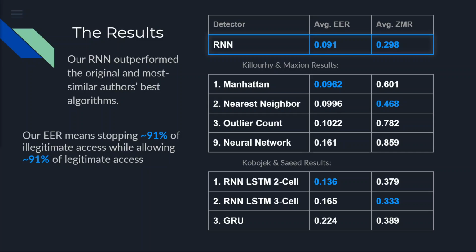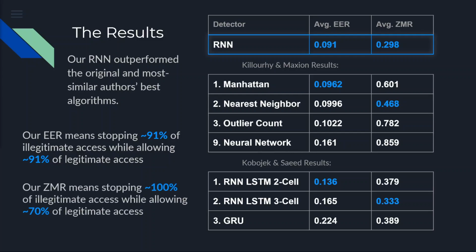To give you a sense, the EER means that we stop 91% of illegitimate access while allowing 91% of legitimate access, and the ZMR, on the other hand, stops 100% of illegitimate access while allowing 70% of legitimate access.